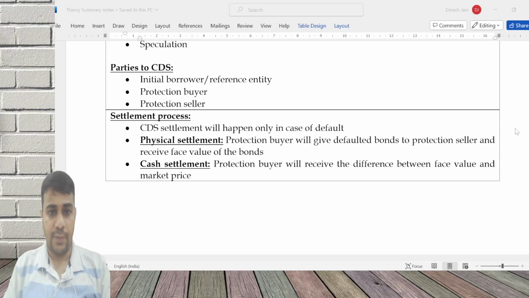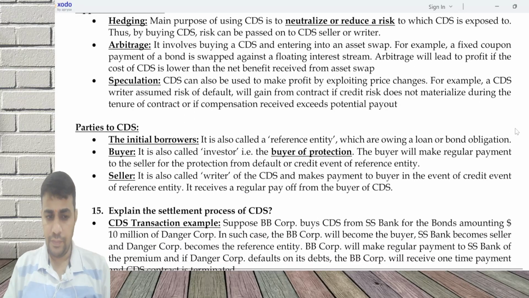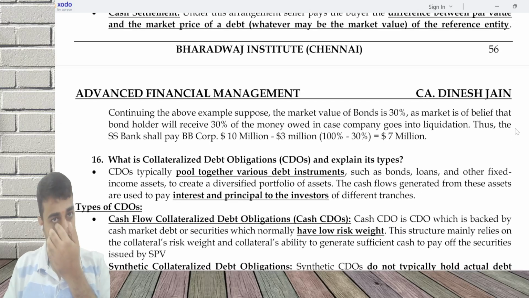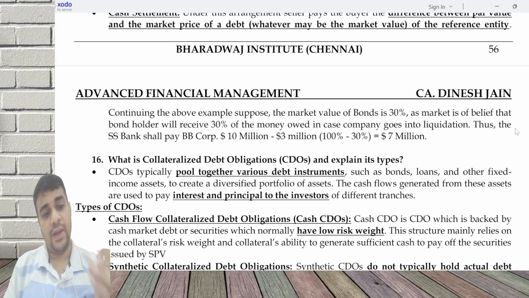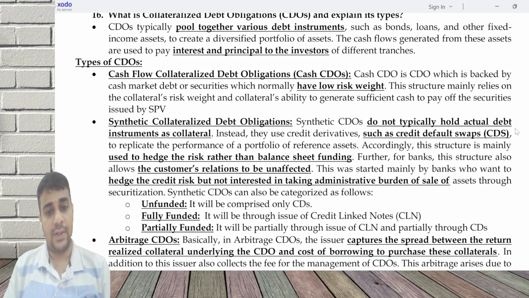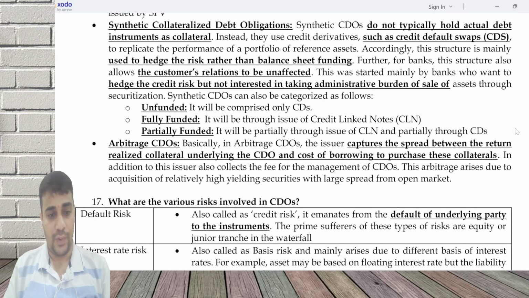Okay, let's proceed. So we're done with the settlement process of CDS. CDO is something I've already explained in the theory segment, so I'm not going to discuss it again. CDOs pool together various debt instruments. It can be bonds, loans. It is similar to your securitization part. We have three types of CDOs: a cash flow CDO, a collateralized synthetic CDO, and an arbitrage CDO.